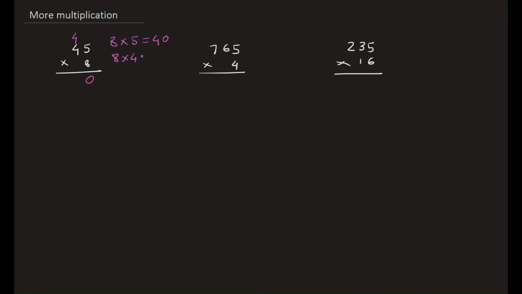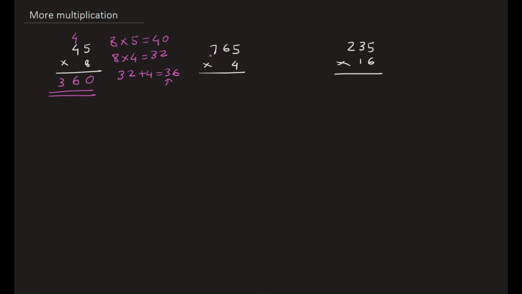Then 8 times 4 equals 32. This carried over 4 is added to 32, and 32 plus 4 equals 36. So only one digit can come in the tens, which is 6, and this 3 comes in the hundreds, and the product of 45 and 8 equals 360.